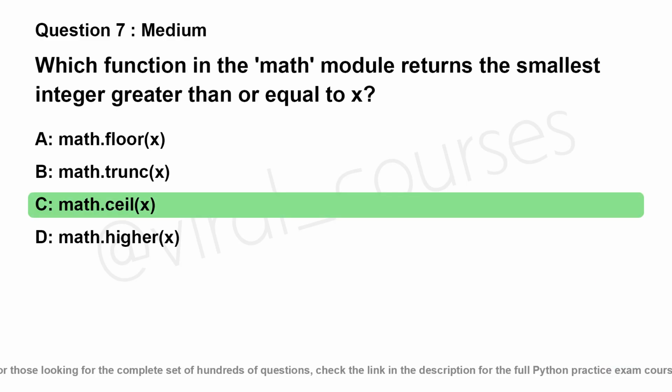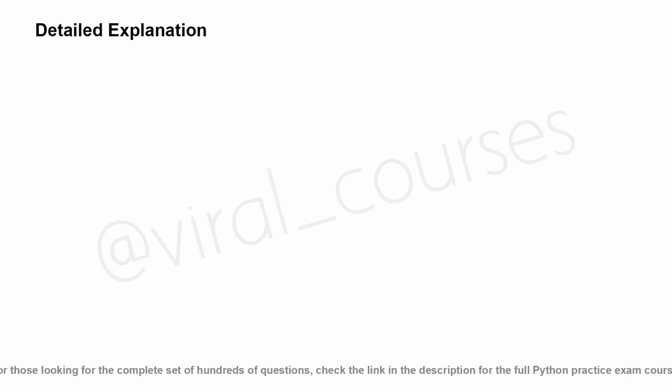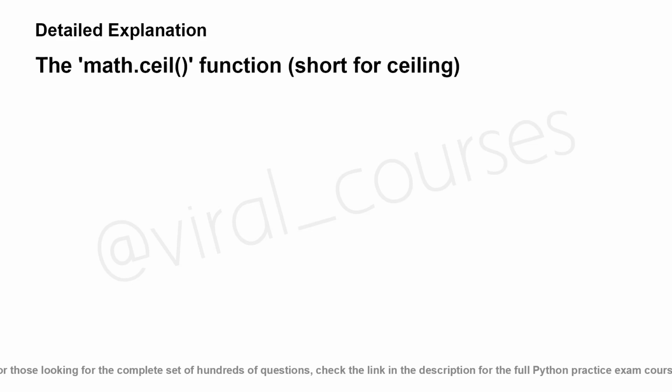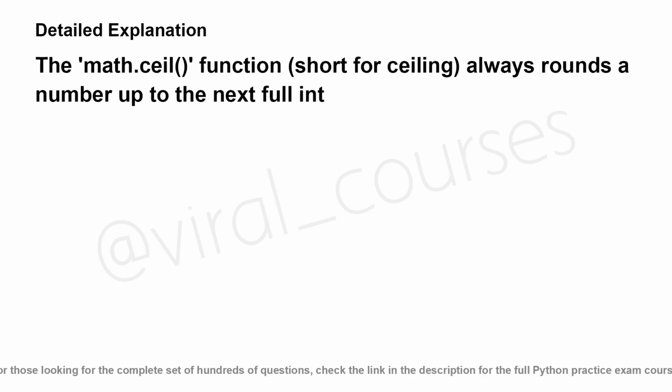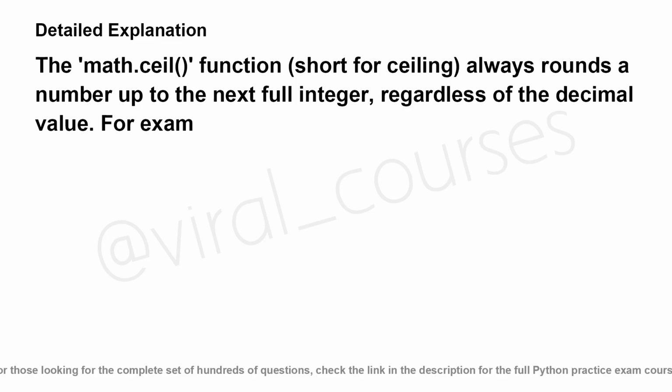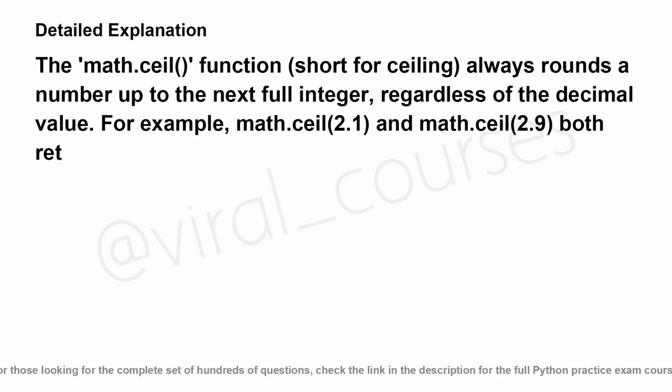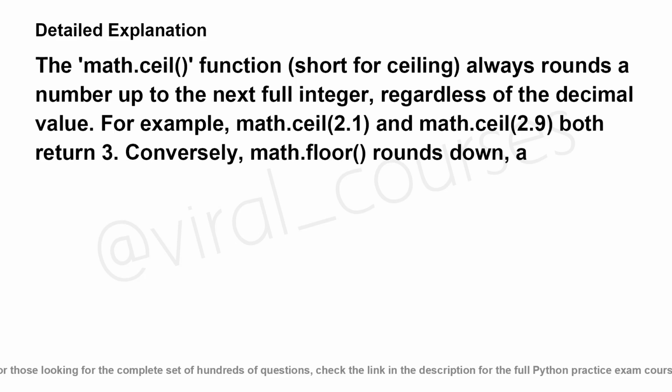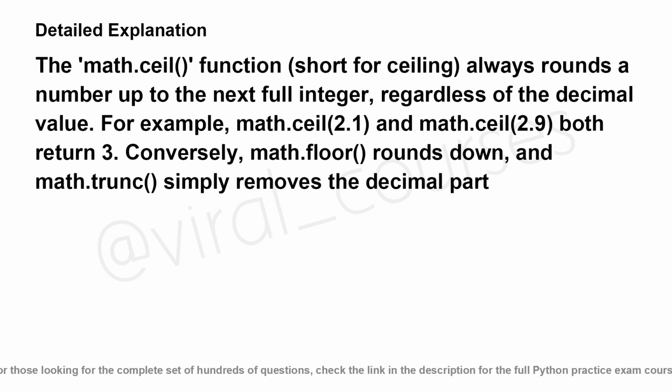The correct answer is C. The math.ceil function, short for ceiling, always rounds a number up to the next full integer, regardless of the decimal value. For example, math.ceil(2.1) and math.ceil(2.9) both return 3. Conversely, math.floor rounds down, and math.trunc simply removes the decimal part without rounding.